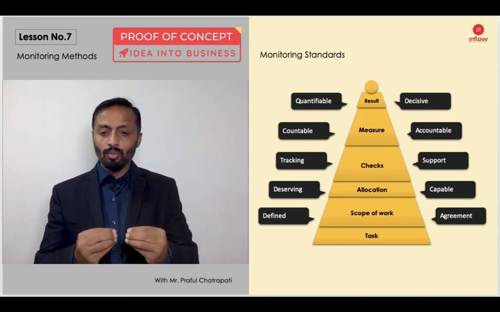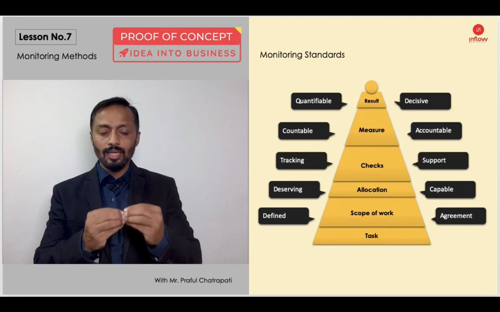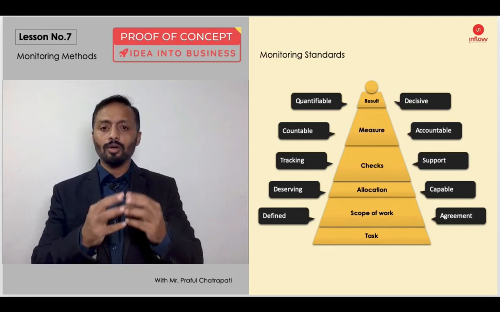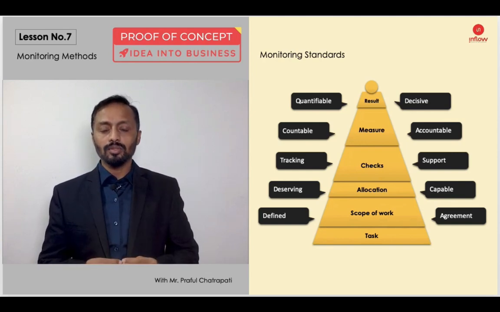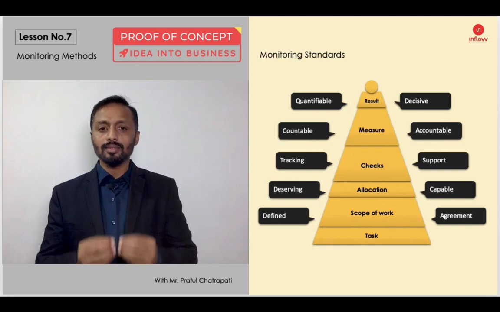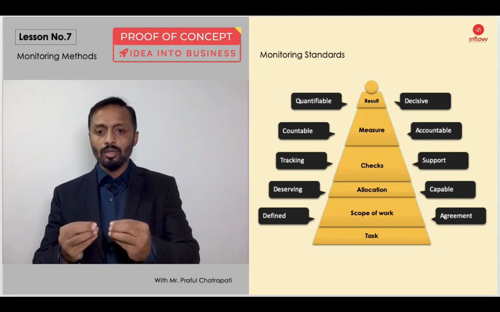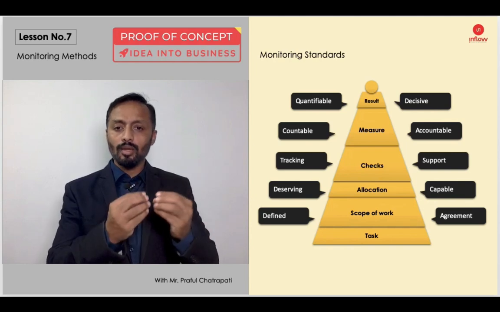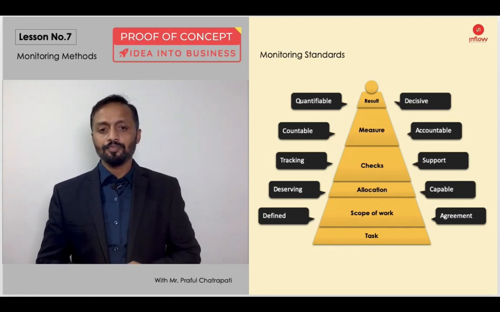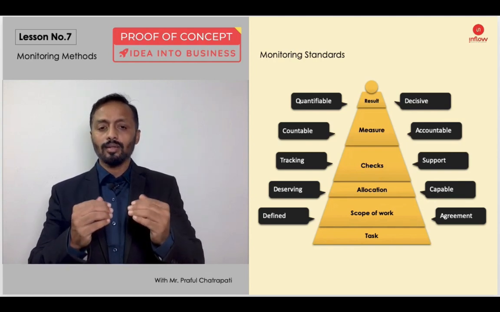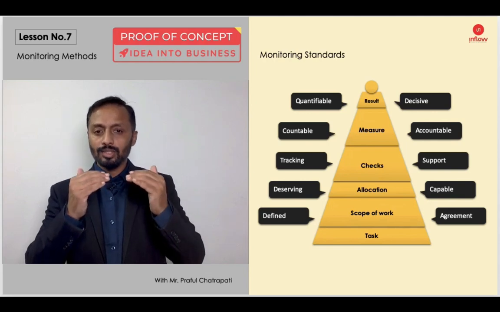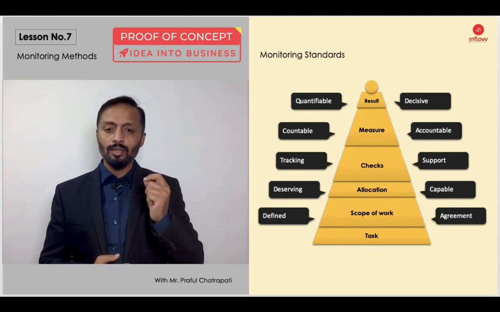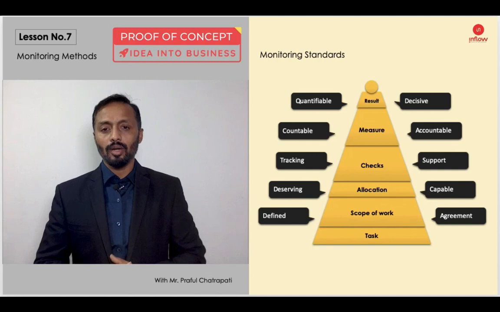The last important one is your decision: to see that you have reached your result. Results means you have found your answers. You have got your countable, right solution, or you have got your decision-making solution with you. This is the whole funnel, and you have to keep the right standard at each and every point. This will help you make the right standards for your monitoring methods.